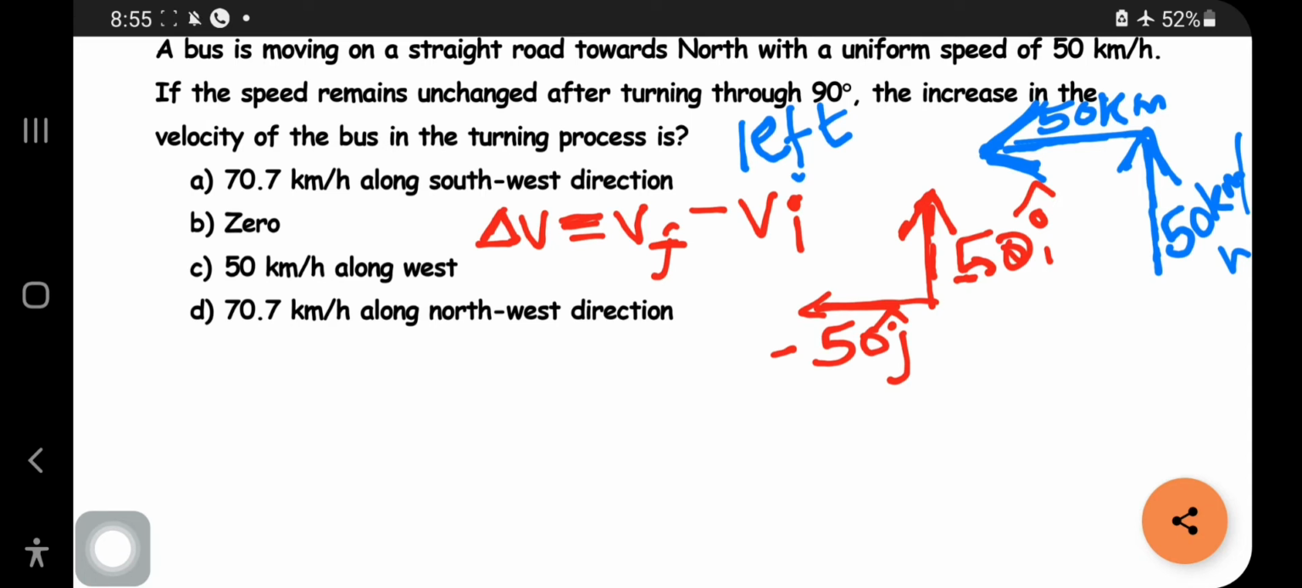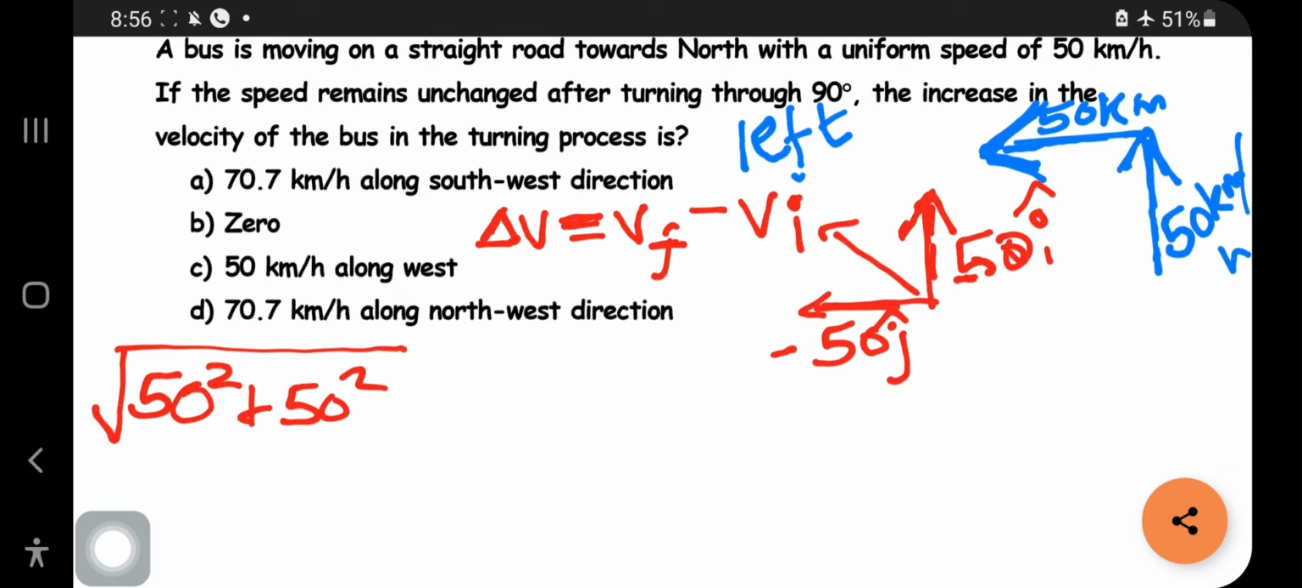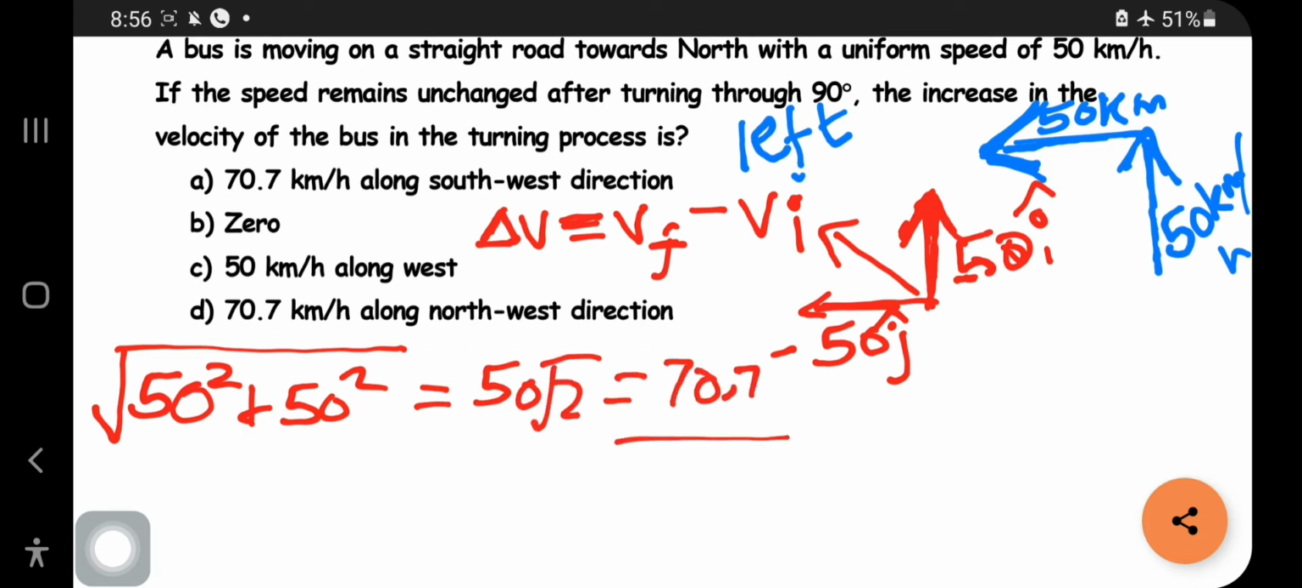So first we will find the resultant, then we will find the direction. The resultant is the square root of 50 square plus 50 square. So we are finding the resultant of vectors, which is the basic thing. So we'll get 50 root 2, which is 70.7. So the answer will be either this or this. These both are not the answers, so we'll find the direction.